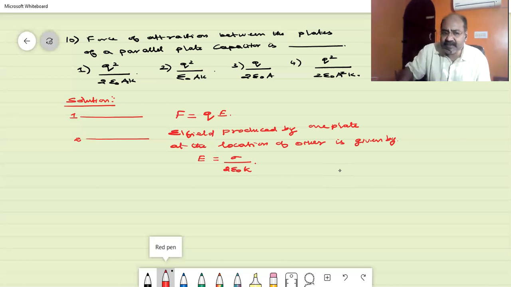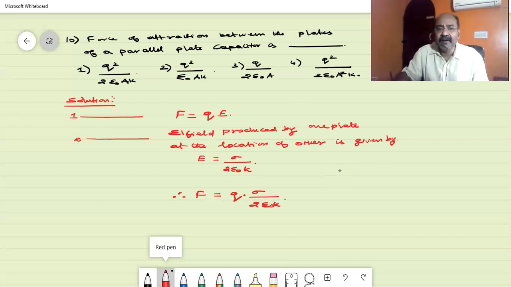Take this value and substitute it here. Therefore, the force available F equal to Q into E. QE is Q into sigma divided by 2 epsilon 0 into K. So is there any formula like that? No. But we know that. What is sigma? Sigma can be written as Q divided by A. Take this value and substitute it here.